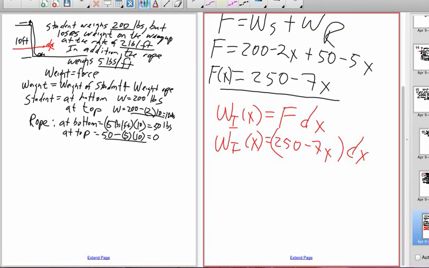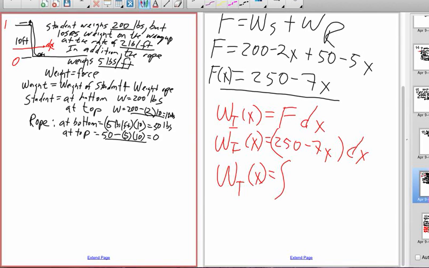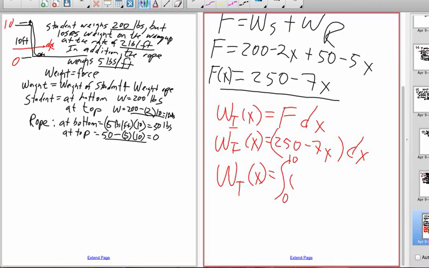So to get the total work, we're going to have to integrate this. And we looked at our bounds. We start at 0, and I'm going to go up to 10. So it's going to be the integral from 0 to 10 of 250 minus 7x dx. What you find for most of these, once you get in and actually start working with them, is the actual calculus is going to be pretty easy.